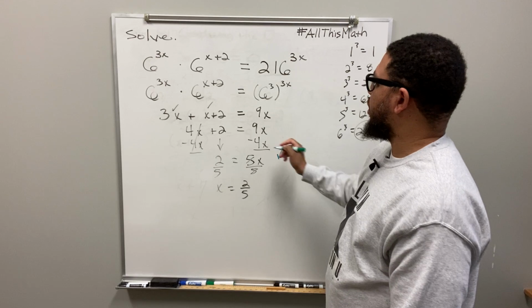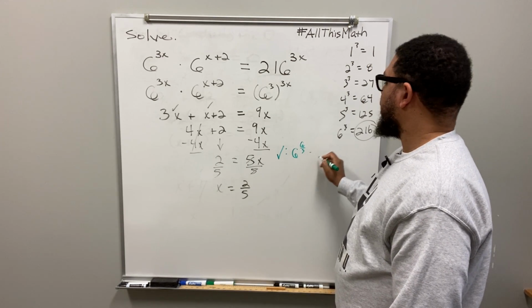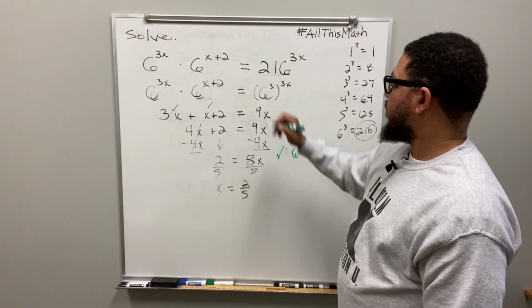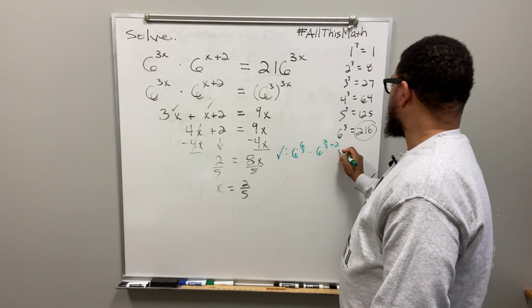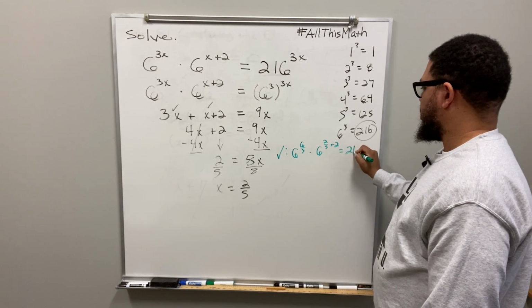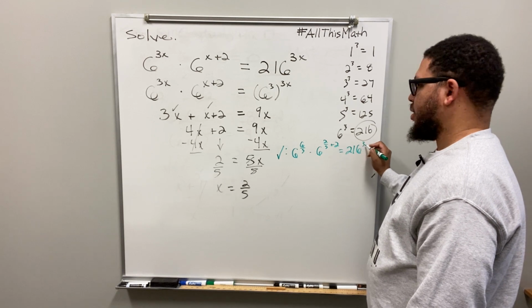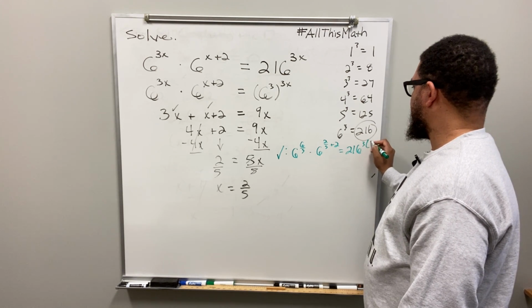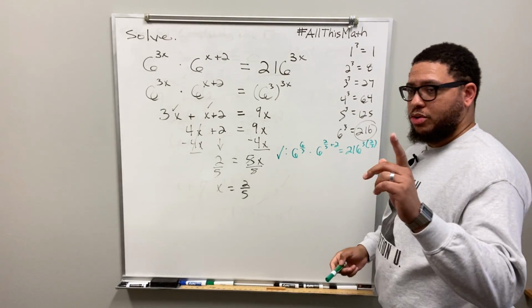So I got 6 to the 3 times 2/5, which is 6/5. I'm multiplying that by 6 to the 2/5 plus 2. 2/5 plus 2, that's equal to 216 to the 3 times 2/5. Hold on one second.